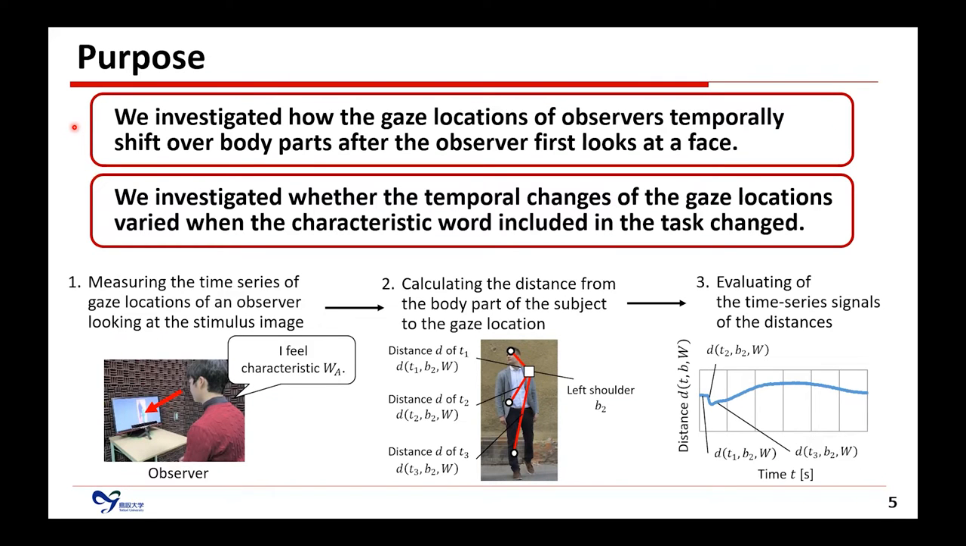In this study, we investigated how the gaze locations of observers temporally shift over body parts after the observer gazes at the face. We also investigated whether the temporal changes of the gaze location varied when the characteristics included in the task were changed. To achieve this, first, we measure the time series of gaze locations of an observer looking at the stimulus image. Second, we calculated the distance from the body part of the subject in the image to the gaze location at each time. Finally, we evaluated the time series signal of the distances.